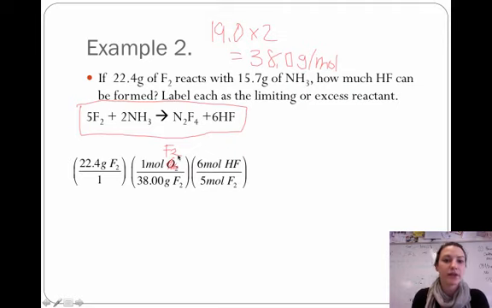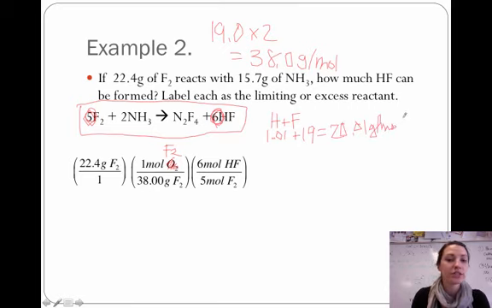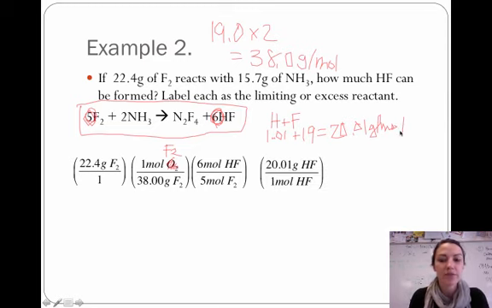So next I'm going to compare fluorine to hydrofluoric acid. So I have 5 moles of fluorine to 6 moles of HF. Okay, 5 to 6. Put that in there. And then I'm going to calculate my molar mass of HF, so I can go from moles of HF to grams of HF. So I've got H plus F, so that's 1.01 plus 19, so it should be 20.01. You can do your molar mass calculations in the side margin, somewhere where you can see it. So you're going to do that, 20.01 grams of HF over 1 mole of HF.